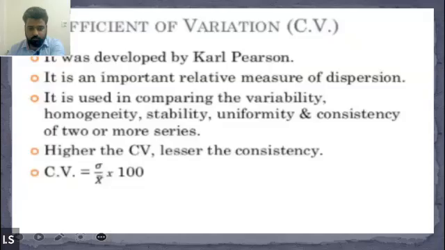Okay, so this is how the coefficient of variation can be used. Coefficient of variation is a statistical tool developed by Karl Pearson, and it is an important relative measure of dispersion. At the very beginning of this chapter, we understood that dispersion can be broadly categorized into two parts: absolute measure of dispersion and relative measure of dispersion. Coefficient of variation is the relative type of dispersion, and it is used in comparing variability, homogeneity, stability, uniformity, and consistency. These things we can determine using coefficient of variation.